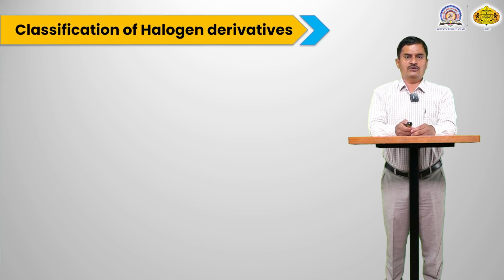Classification of the halogen derivatives. There are two types of classification of alkyl halides. The first type depends on the number of halogen atoms present in the molecule, and the other type depends upon the nature of the R group, meaning RX. The nature of the R group may be primary, secondary or tertiary.